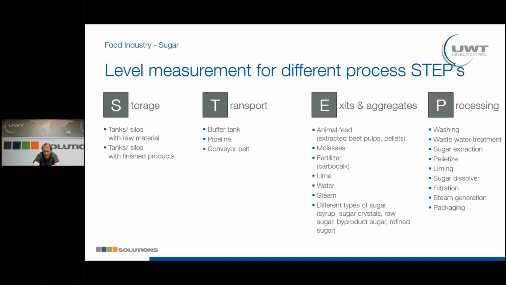So there are some process vessels, some process steps. The sugar beets get washed. We have a wastewater treatment because of this washing process. Sugar extraction. Then we have, for the animal feed, pelletizer, liming, sugar dissolver, filtration, steam generation, and also some packaging processes. So in all these different process steps, we can use our level measurement devices.